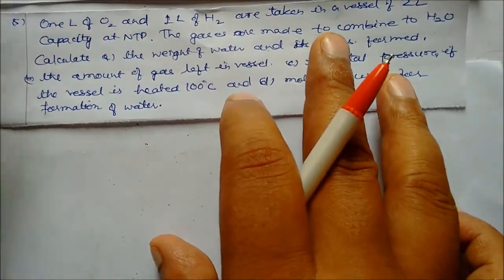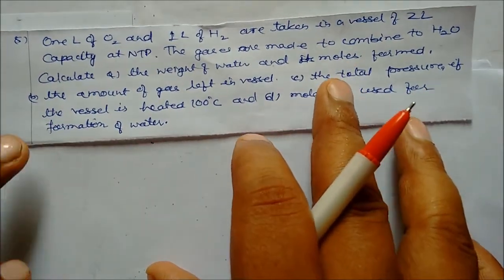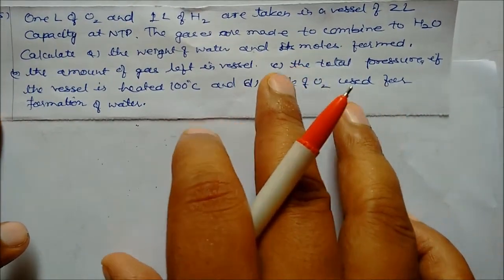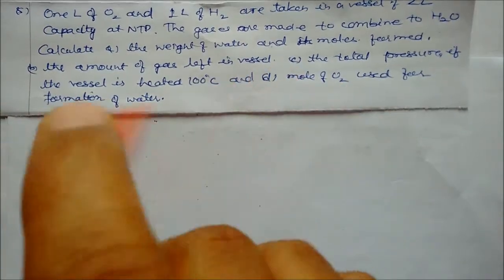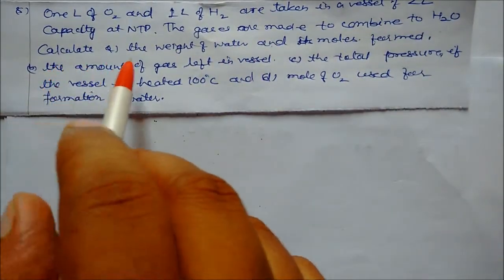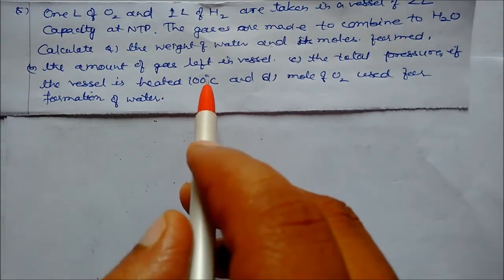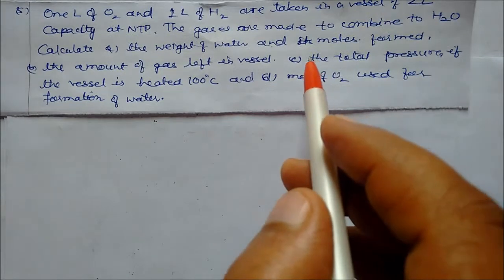So again, 1 liter of oxygen and 1 liter of hydrogen are taken in a vessel of 2 liters capacity at NTP. The gases are made to combine to form water. Calculate the weight of water and the moles of gas formed. So we have to find the weight of the water and the moles of the gas.